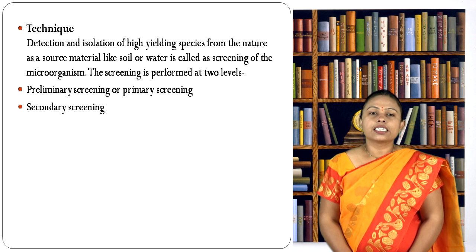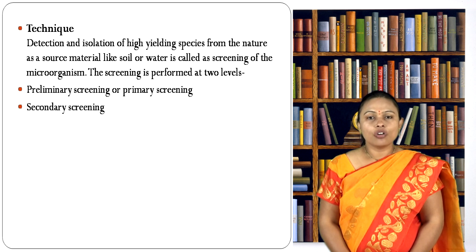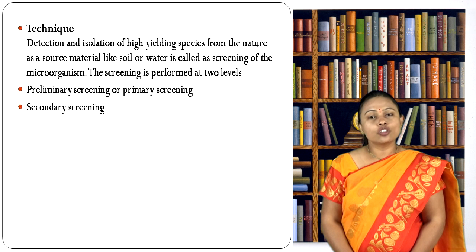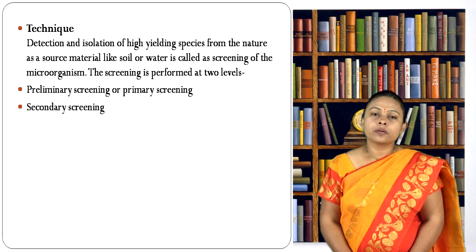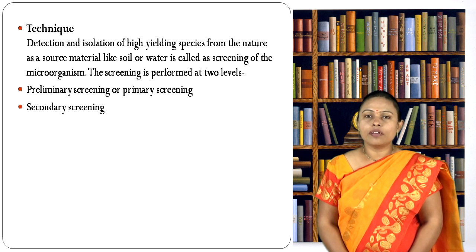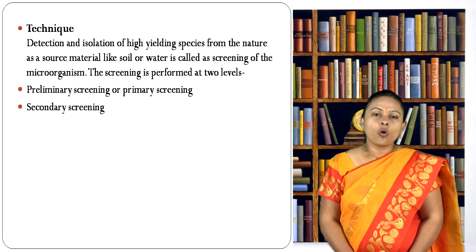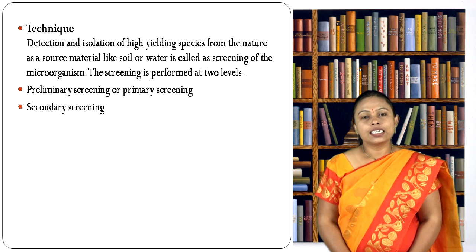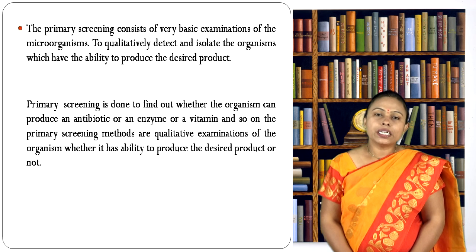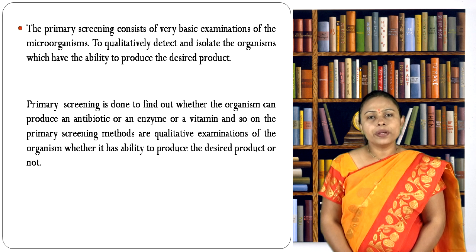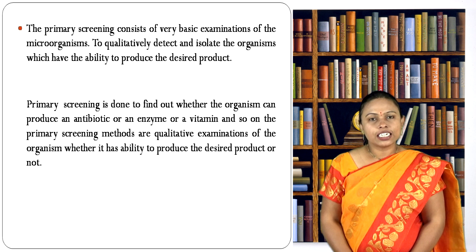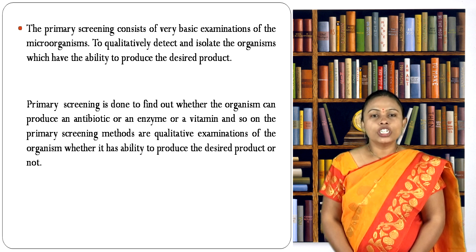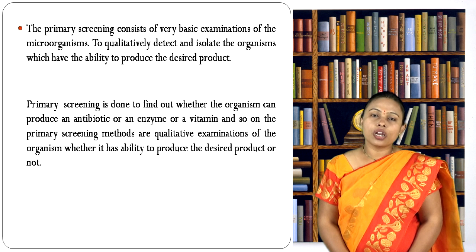The screening techniques. Detection and isolation of high yielding species from nature as a source material like soil or water is called screening of microorganisms. The screening is performed at two levels: the primary screening or the preliminary screening, and the secondary screening. The primary screening consists of very basic examinations of microorganisms to qualitatively detect and isolate the organisms which have the ability to produce the desired product.